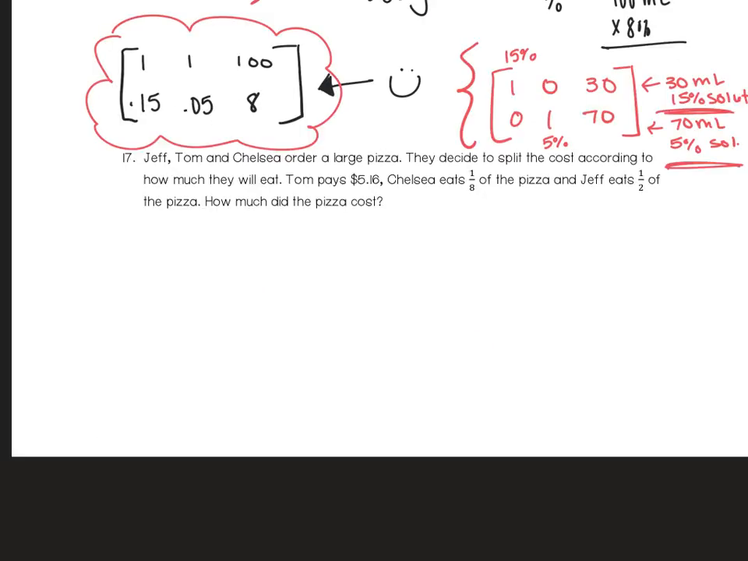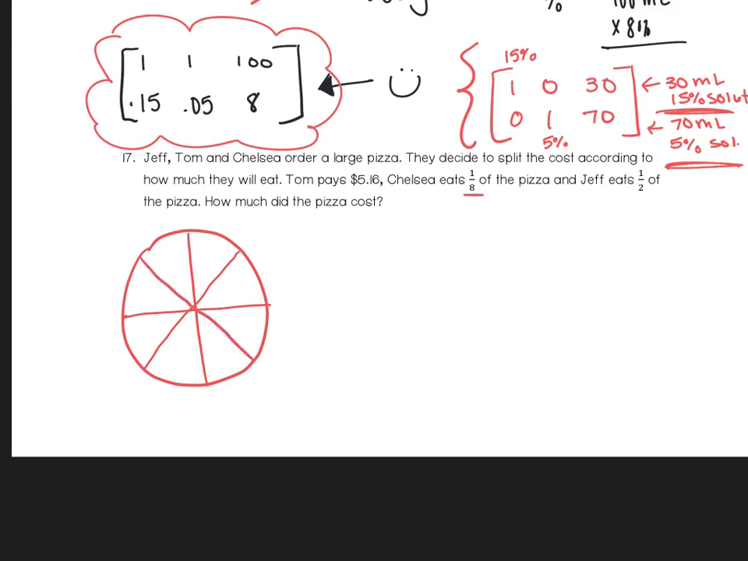So for the next one, we have a pizza example. Personally, I like to draw a picture for this one, so I'm just going to show you how I do it. You're more than welcome to write equations if that works for you. So Jeff, Tom, and Chelsea are ordering a pizza, and they're going to pay for it depending how much they eat. And since eighths is my smallest amount, I'm going to cut it into eighths. So it says Chelsea eats 1/8, Jeff eats 1/2. So in eighths, that would be 4 slices. So Jeff, Jeff, Jeff, Jeff. And then it says Tom pays $5.16.